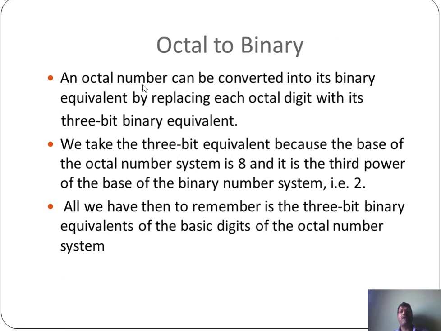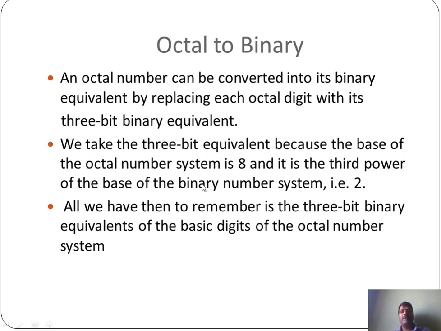Now we'll see octal to binary. In the last session we have converted binary to octal and for that we have made group of 3. So here we have to do exactly the reverse process. Now we have to convert each octal digit into 3-bit binary. So an octal number can be converted into binary equivalent by replacing each octal digit with its 3-bit binary equivalent. Why 3? Because base of octal, that is 8, is third power to the base of binary, that is 2.